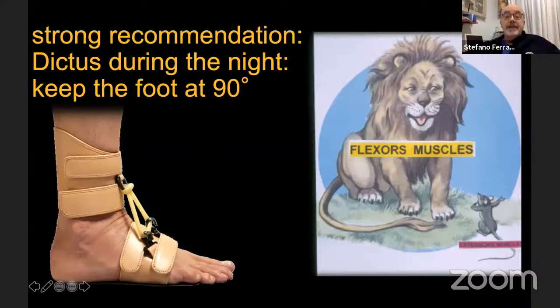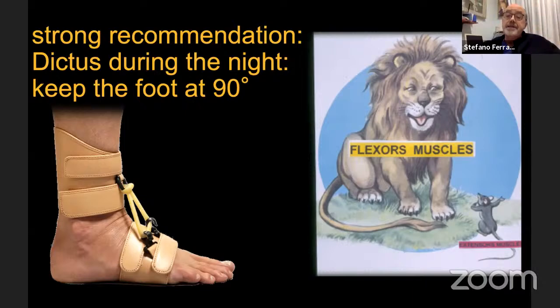What is very important when you have a damage, remember that there is a very delicate balance between flexor muscles, which play like a lion, and extensor muscles. And this happens under normal conditions. And what happens during the night, when you have a full 9 hours with the extension of the foot below the blankets, you have a retraction of the Achilles tendon, and it is very, very important to make a prescription of this device, which is called a dictus, and the aim is to keep the foot at 90 degrees during the night. This is very important.